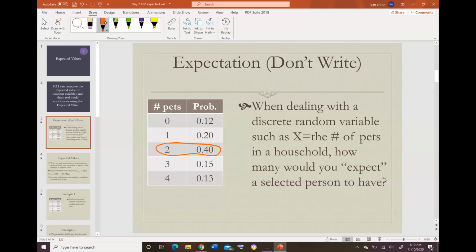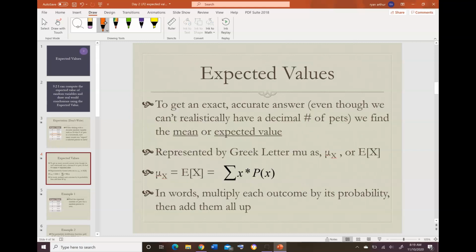Well, there's actually a way you can find the expected value. There's this really awesome formula so that you get an exact, accurate answer. That was just a guesstimate, okay? To get an exact, accurate answer, even though we can't realistically have a decimal number of pets, we find the mean, or the expected value. We know we can't have a decimal amount of pets, but this formula will probably give us a decimal. It's represented by the Greek letter mu, right here. That's the expected value symbol.